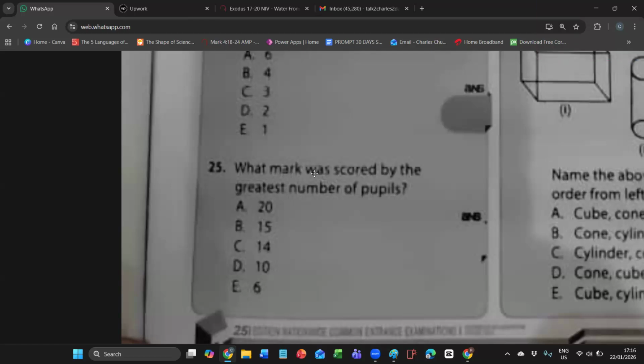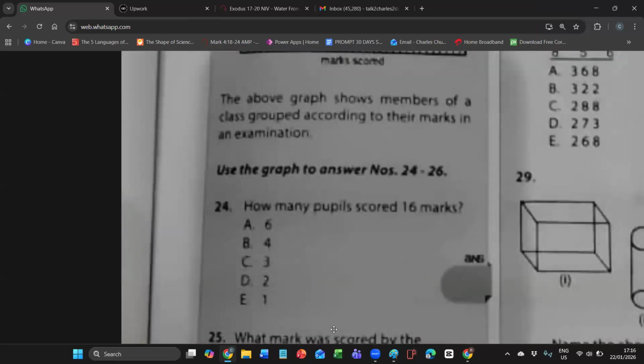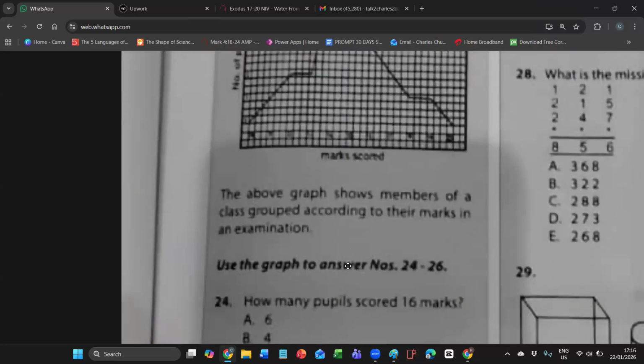Okay. Are you ready for the next one? The next one says, what mark was scored by the greatest number of pupils? So how are we going to find that out? What's the greatest number of pupils from our graph?